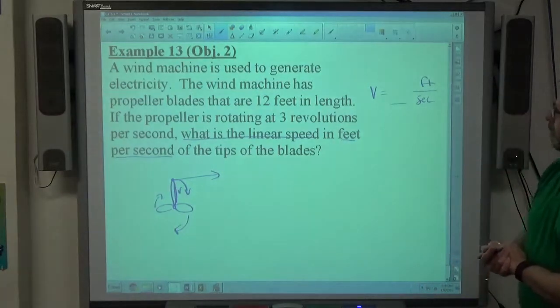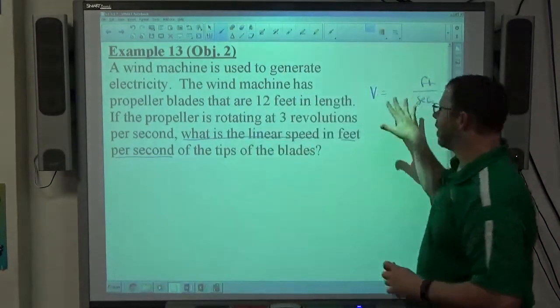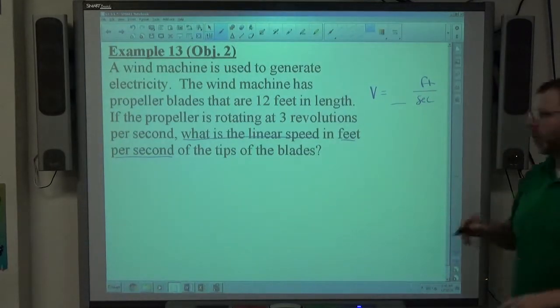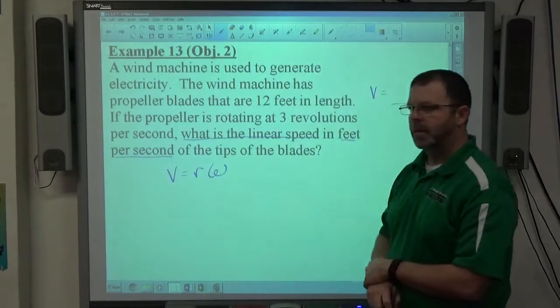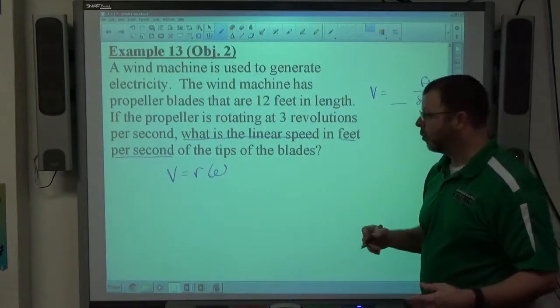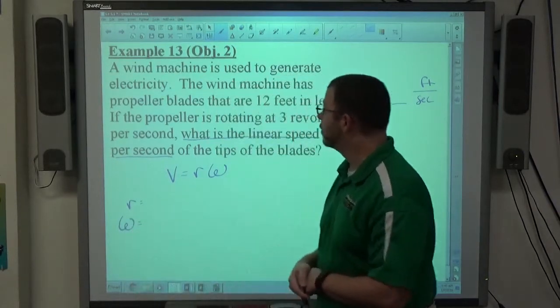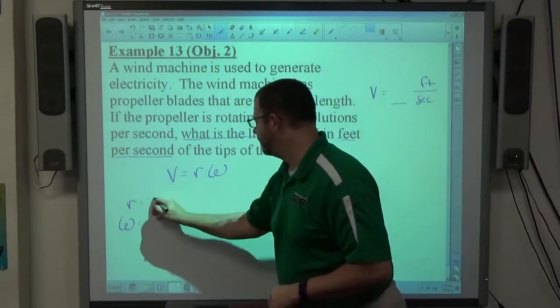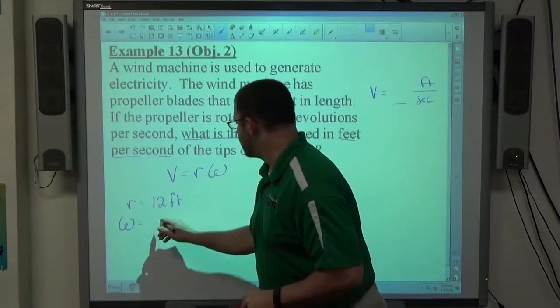So, with that in mind, anytime I'm looking at angular linear speed, I'm going to go immediately to my v equals r omega formula. And I want to identify what I know. What I know is the radius, and what I also know is omega. So the radius is 12 feet, and omega is 3 revolutions per second.